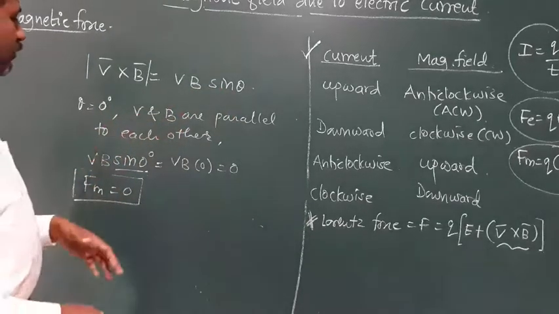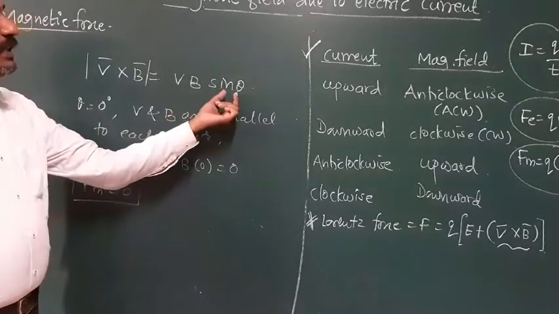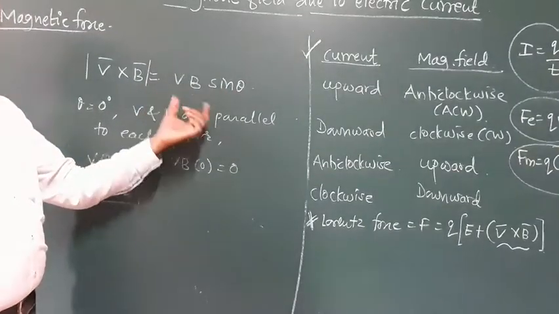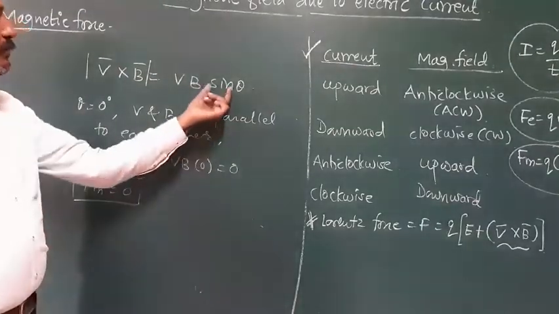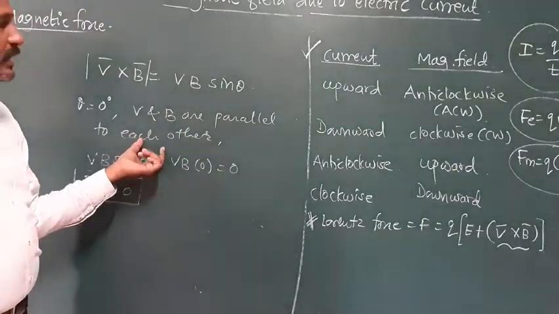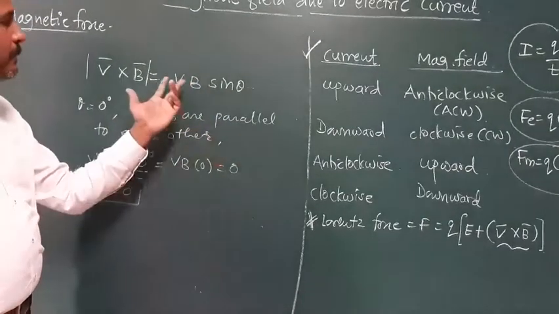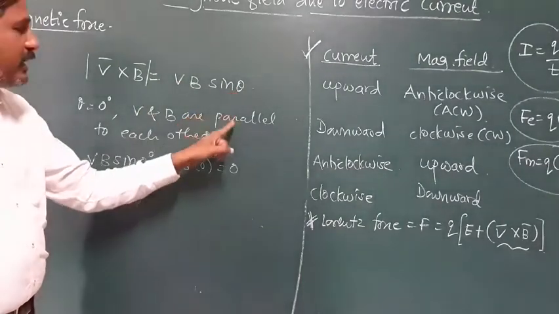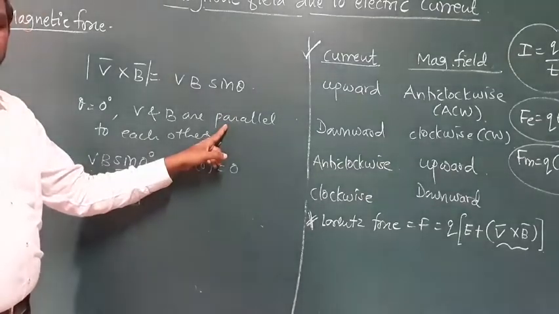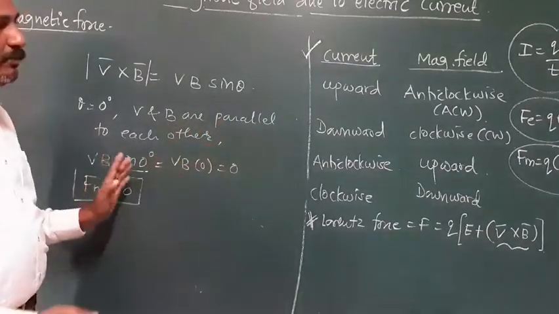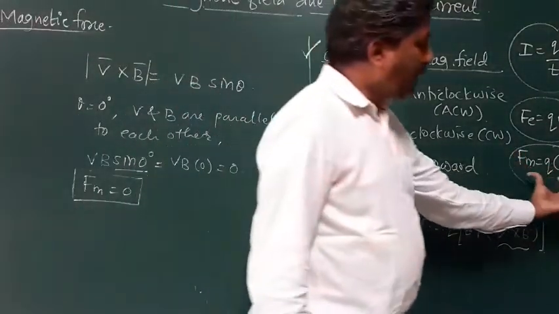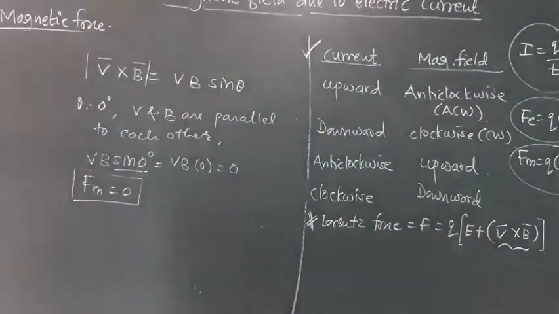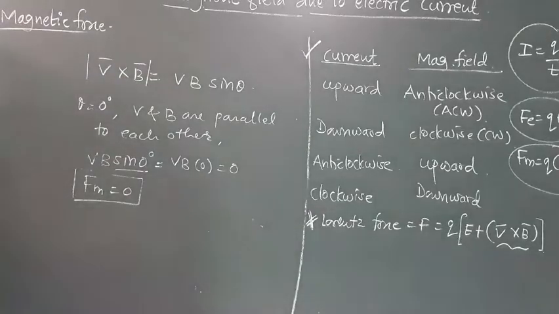Means the magnetic force is maximum when theta is 90 degree. The magnetic force is 0 when v and B are parallel to each other. The magnetic force is maximum when v and B are perpendicular, because theta is 90 degree, means v and B are exactly perpendicular to each other. At that time, the magnetic force is maximum. Okay, this is all about the consequences of the Lorentz force.